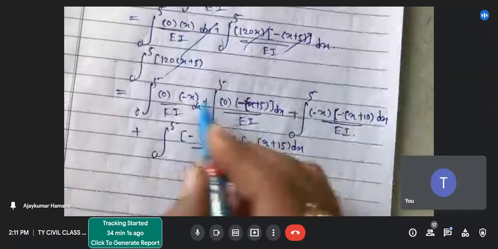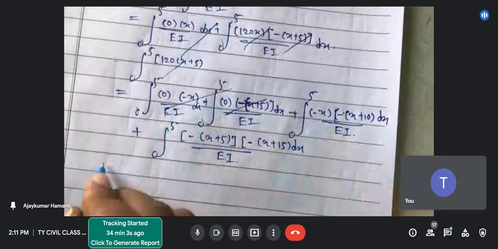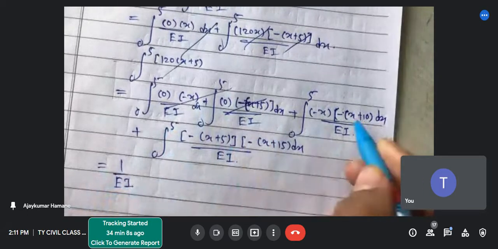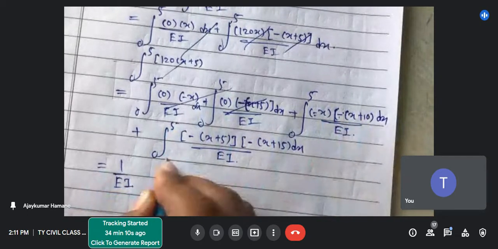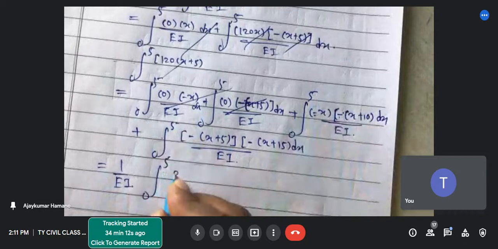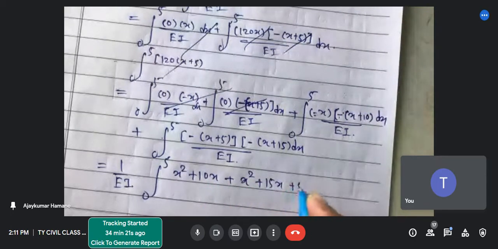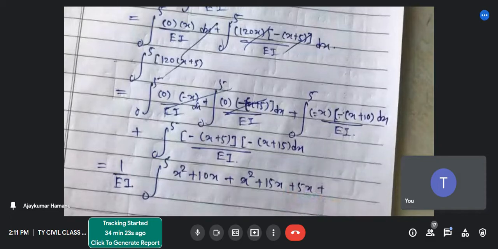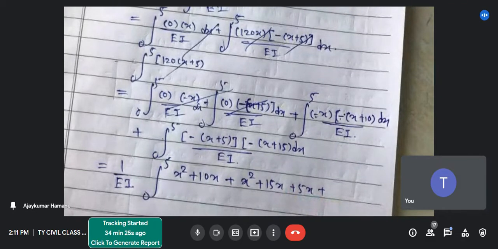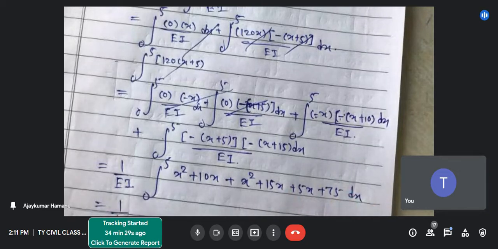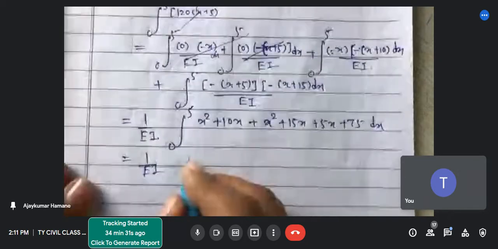So what will be this? This one cancels, it is multiplied by 0. So what we have, this one 1 by EI common, minus minus becomes plus, 0 to 5 integration also same, x square plus 10x plus x square plus 15x plus 5x plus 75 dx. So 1 by EI.